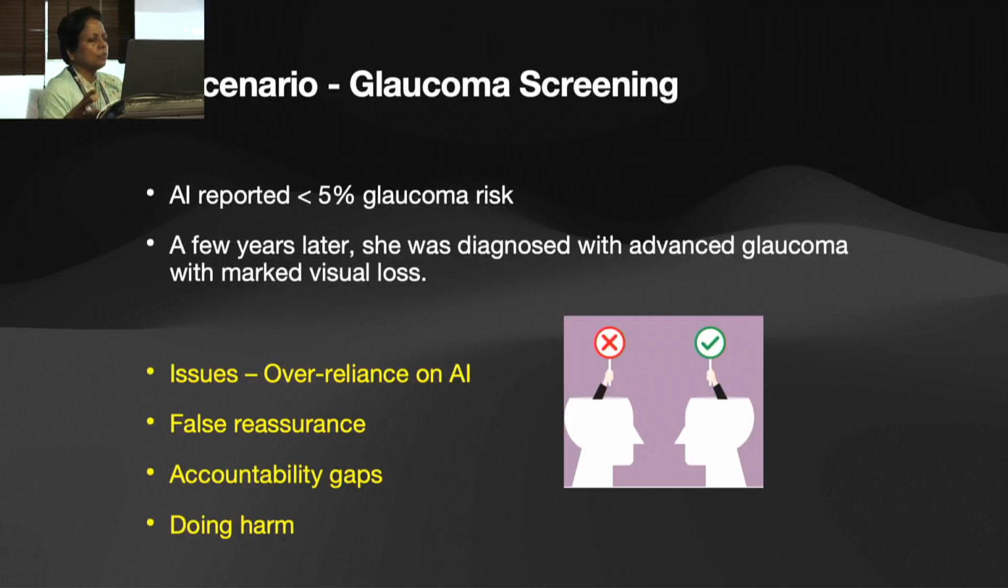Now, just for you to think, I am talking about a situation. Imagine you are a single ophthalmologist in a clinic using an AI-equipped machine for glaucoma screening, and the machine reported a less than 5% chance of glaucoma, and no further evaluations were done. Months or years later, the patient comes back to you with advanced field loss. There are so many ethical questions related to this situation.